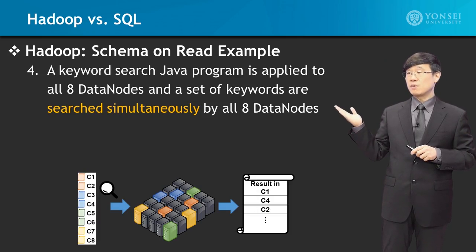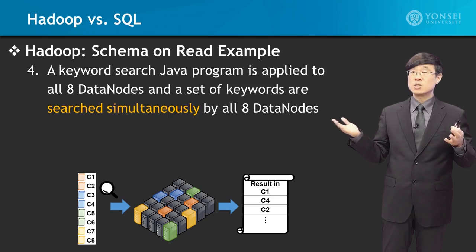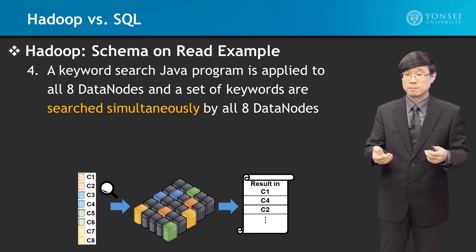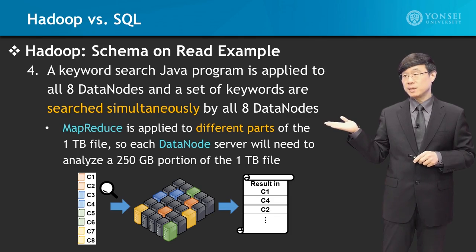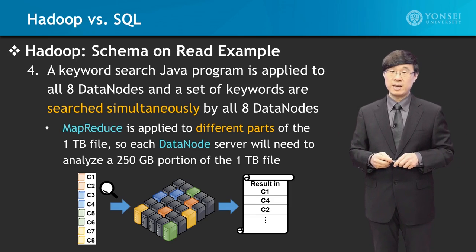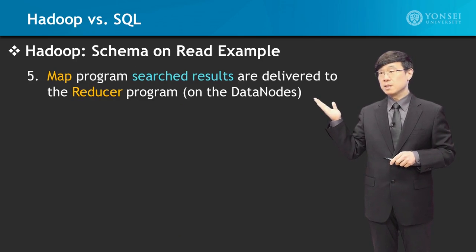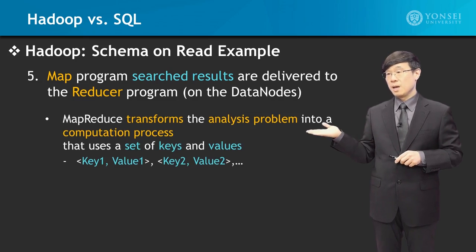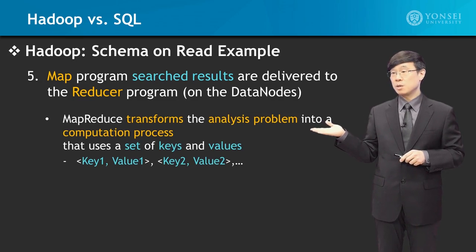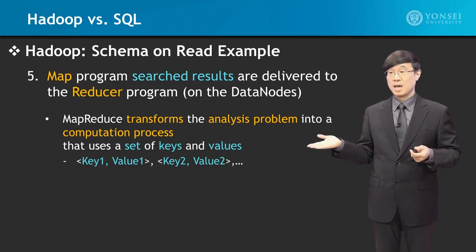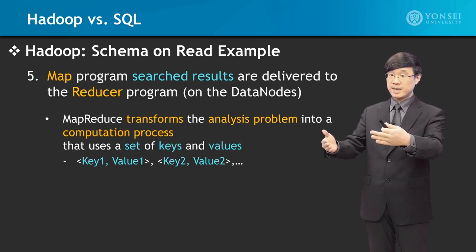A keyword search Java program is applied to all 8 data nodes with the set of keywords, and they are searched simultaneously in parallel. MapReduce is applied to different parts of the 1 terabyte file, so each data node server will need to analyze a 250 gigabyte part of the overall 1 terabyte file. Map program search results are delivered to the reduce program on the data node. MapReduce transforms the analysis problem into a computation process using keys and values, where we have multiple sets of keys and values.